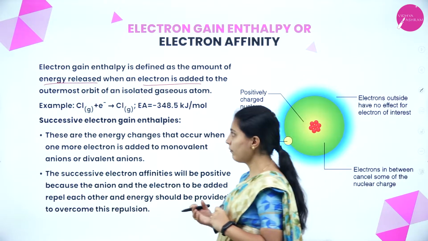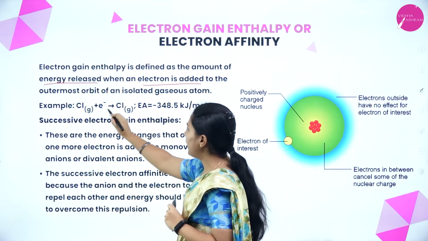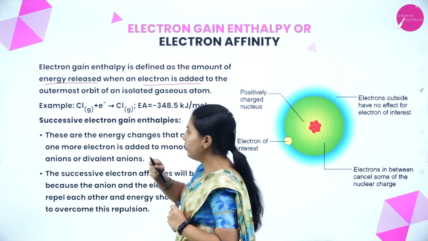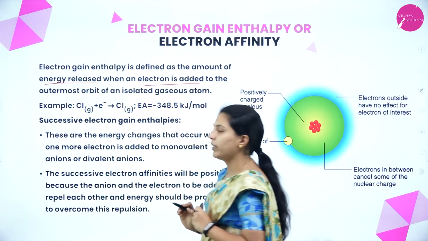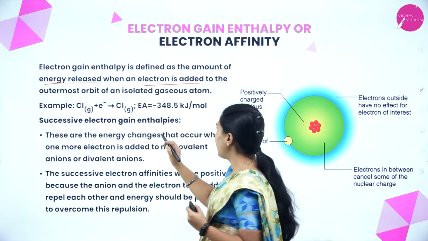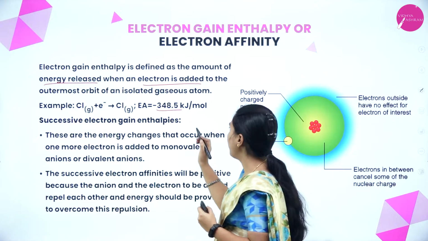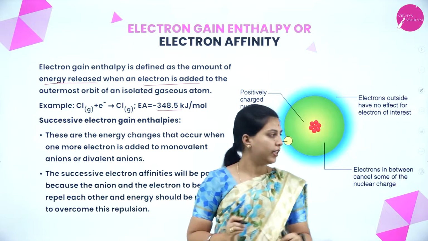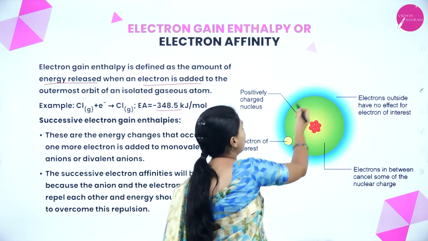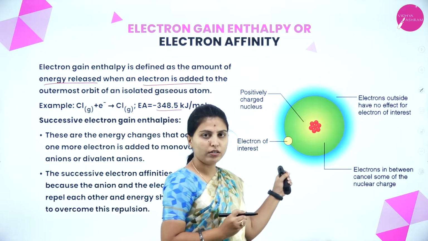Okay. Example, for a gaseous atom of chlorine, we are adding one electron. It will form the chloride anion. Here, for the formation of the anion, the enthalpy change is minus 348.5 kilojoule per mole. See here, this is the outermost shell. We are adding one electron.